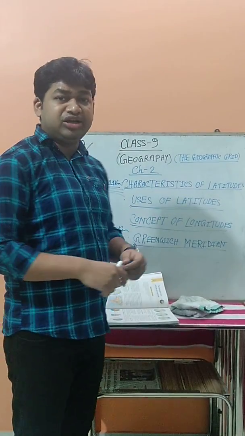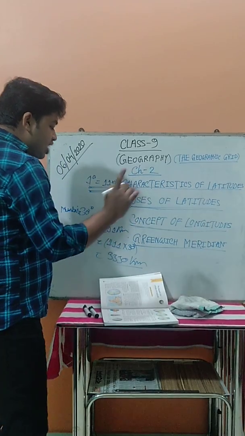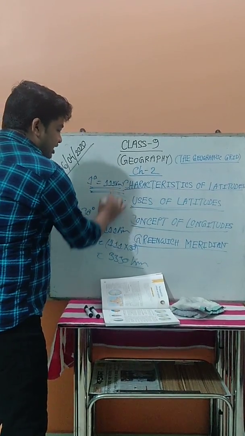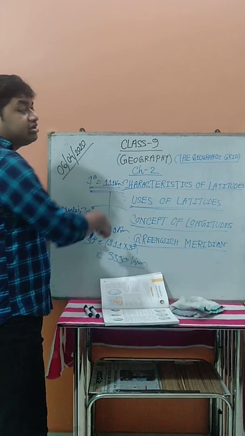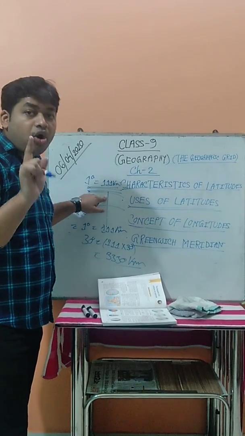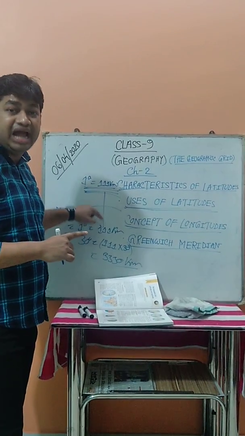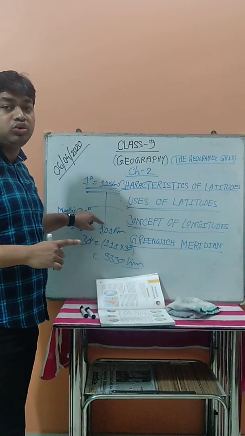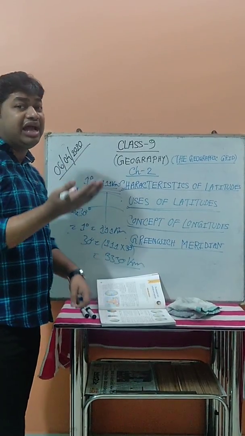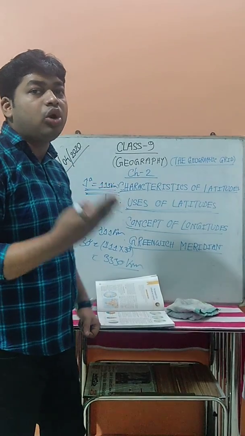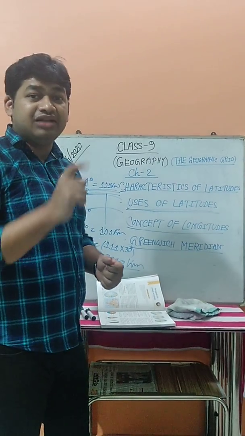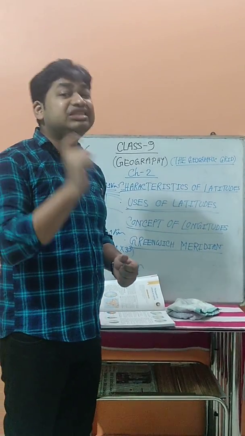Now the third topic is what is longitude. We have discussed the latitudes. On the globe there are two types of lines, one horizontal and one vertical. This vertical imaginary line on a globe or map that extends from north to south is known as the longitudinal line. Like the latitudes, the major longitudinal line is the prime meridian. And the value of the prime meridian is 0 degrees.